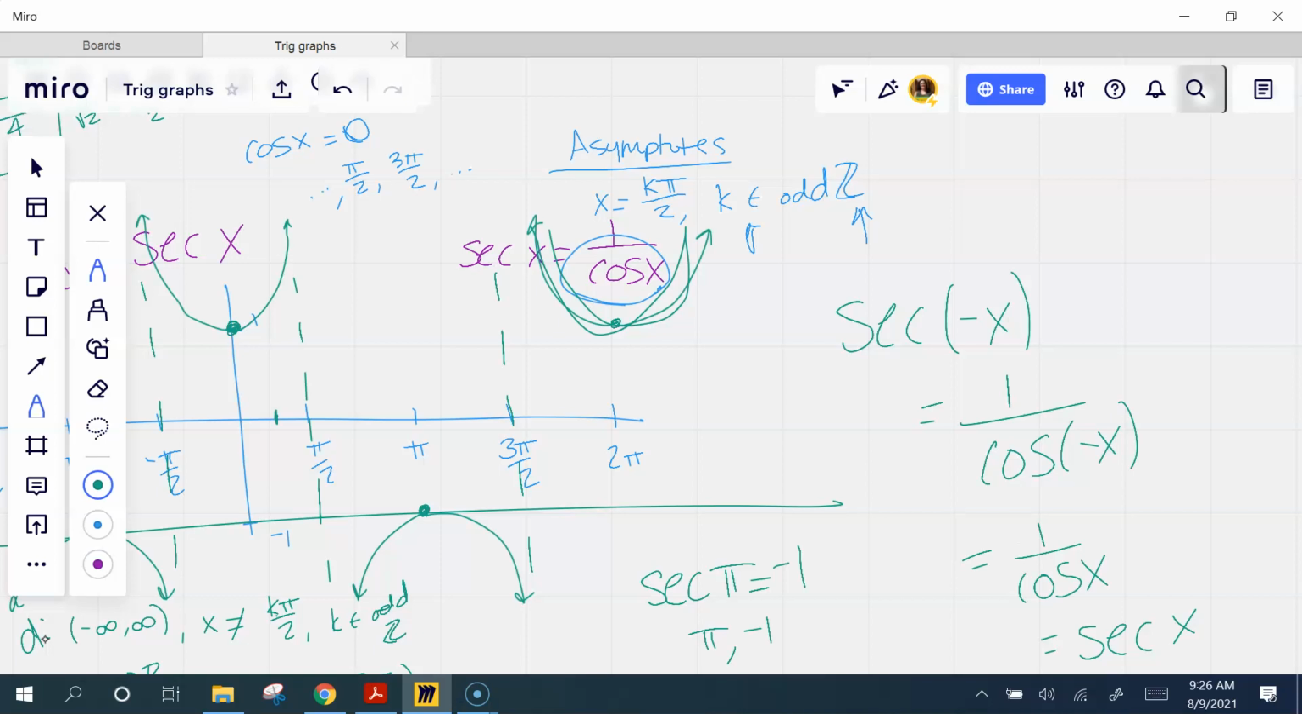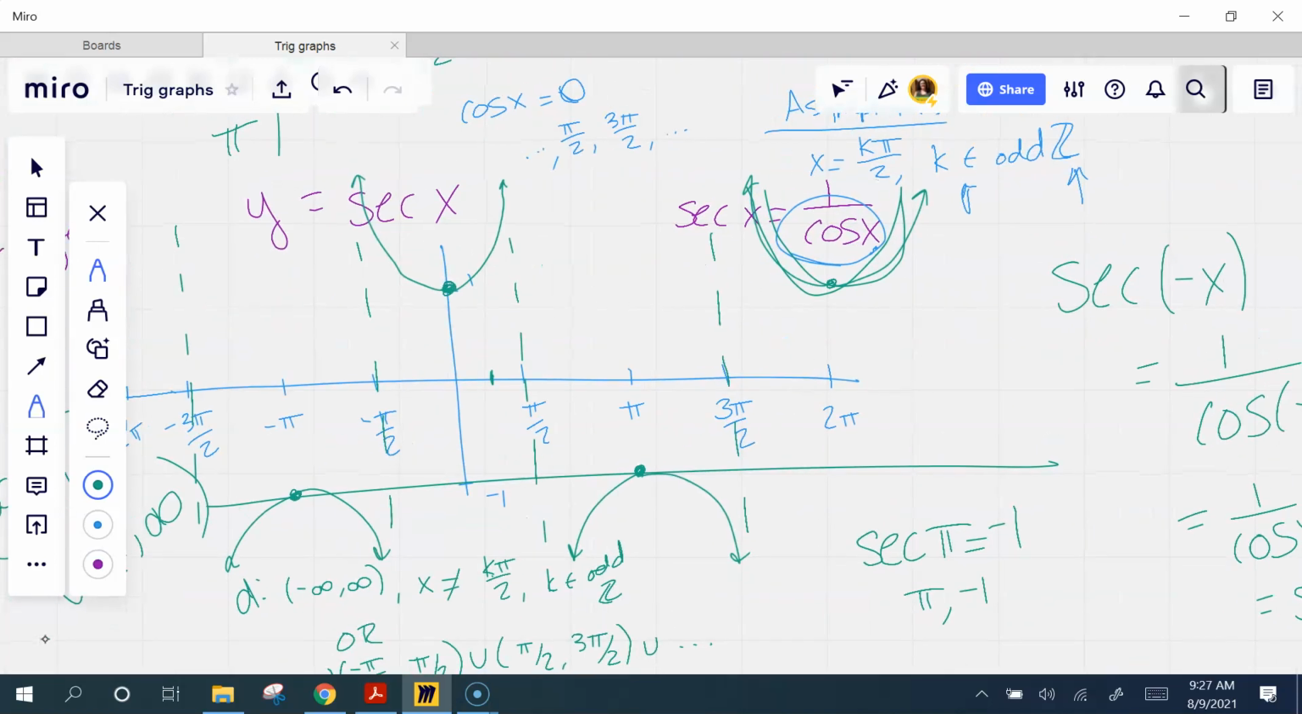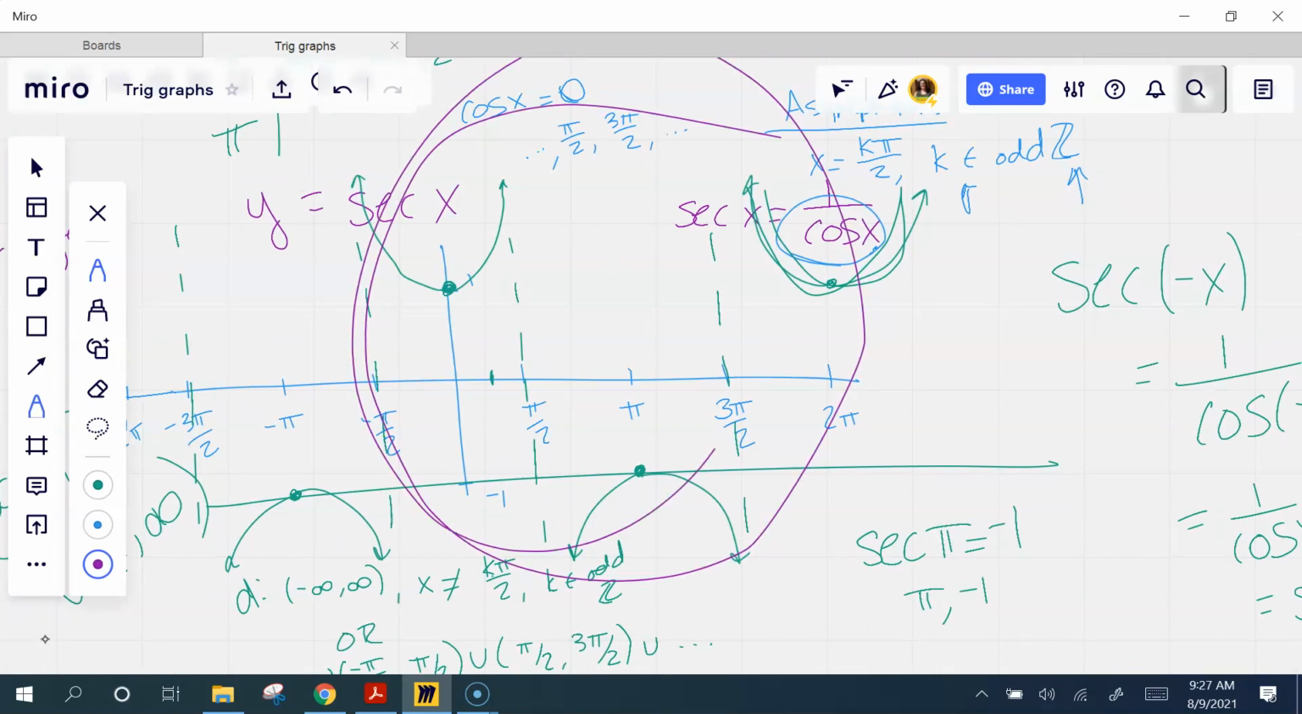What's the period? No, it's not pi. It's every half pi. No, because it's one of those. Sorry. It's still 2 pi. Why is it still 2 pi? There are 2 of them. One's up and one's down, right? It takes 2 of them to make a complete cycle.